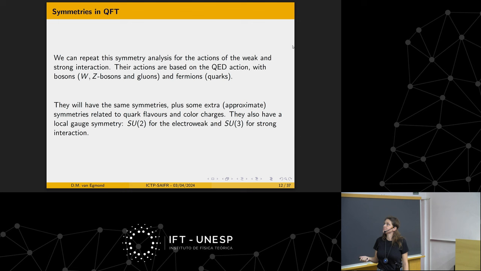They also each have their own local gauge symmetry or local gauge redundancy. We have the SU2 group for electroweak, and the local SU3 group for QCD, for the strong interaction.